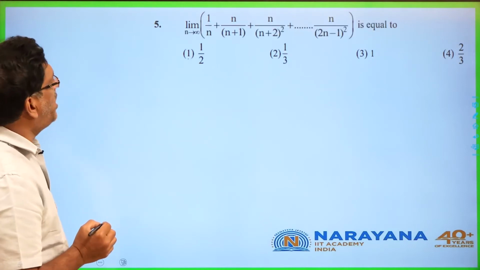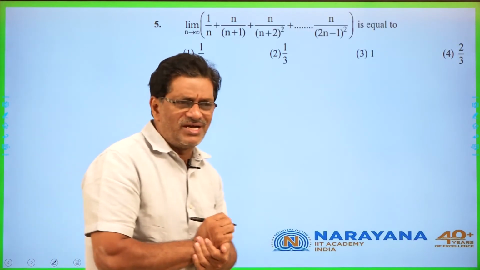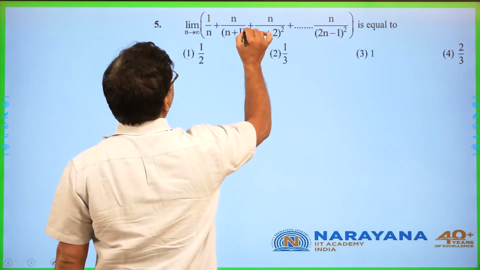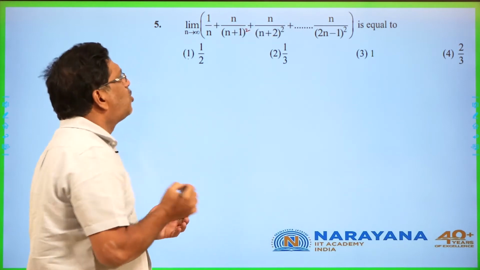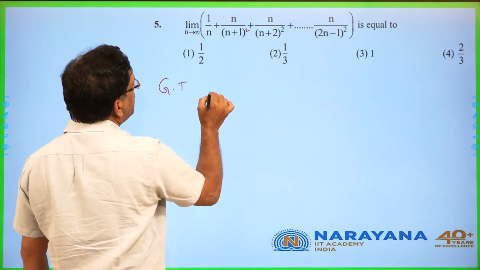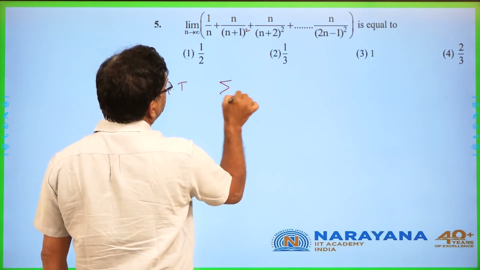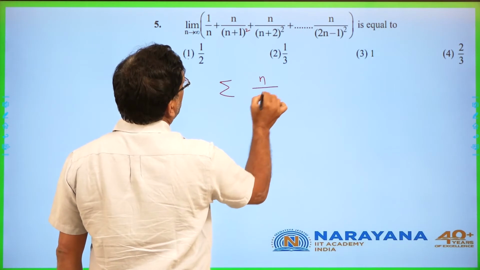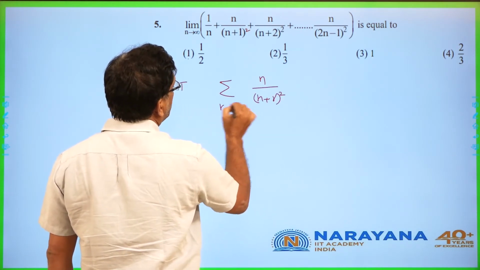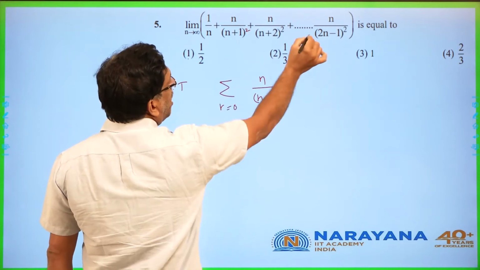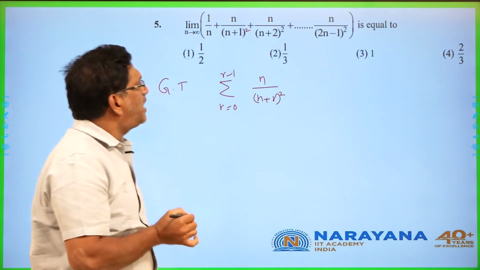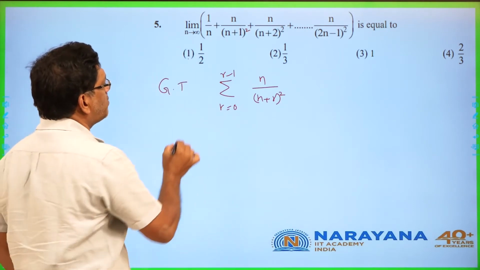Question number 5. A simple problem from definite integrals. Whenever this type of problem occurs, here I think there is a small mistake. It has to be square. No problem. Let us write the general term. The general term is summation of n by (n plus r) whole square, where r takes 0 to n minus 1, right? Then only you will be getting 2n minus 1.